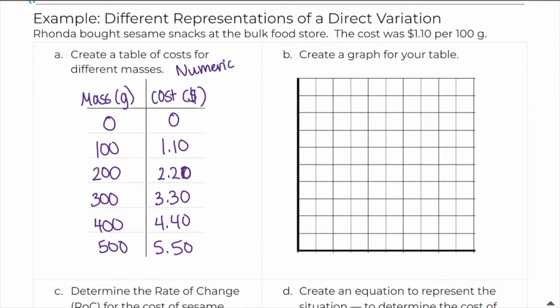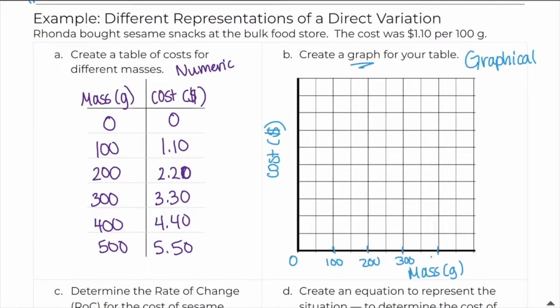Our graphical representation is going to be shown right here. Create a graph of your table. So our independent variable is our mass, and we'll put this in grams. And then our dependent variable is our cost, and that is measured in dollars. And we have to include 0 in this bottom left-hand corner at the origin, okay? And for my mass, I will put 100 here, 200 here, so on and so forth.